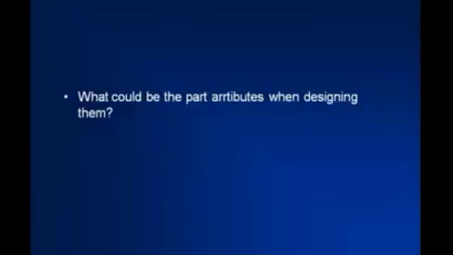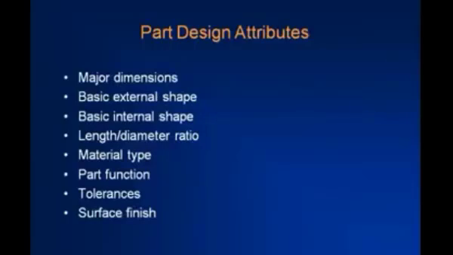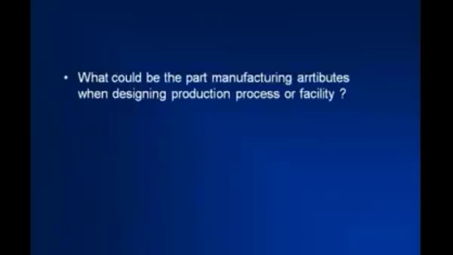So the part attributes could be related to the shape, size, major dimensions. It could be related to the material type, tolerances in these parts, the surface finishes, the length to diameter ratio, internal and external shapes. So these are the part attributes. One should know what information is required when manufacturing a part for the product families in group technology.